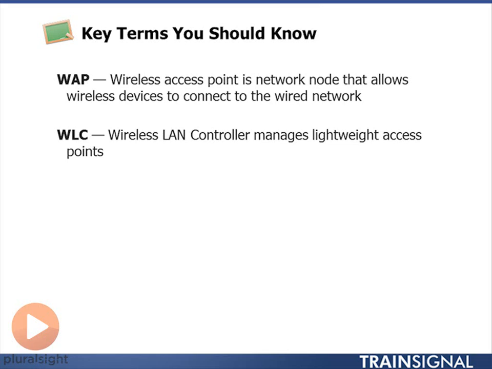And then the wireless LAN controller. This is a device that helps you manage your access points. And so it pulls back all that intelligence into a central location, allowing your access points really just to handle the radio aspects, which is why it's called lightweight access points. And we'll talk more about that wireless LAN controller as the course goes on.